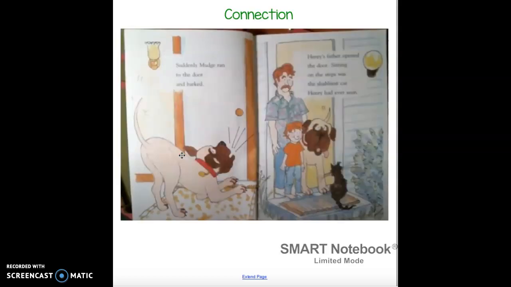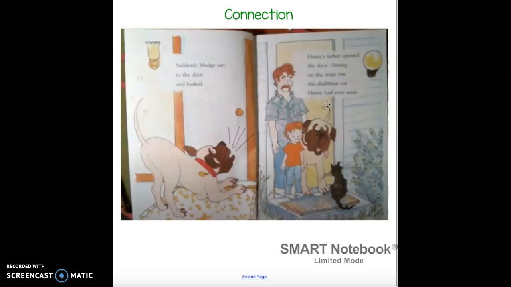Yesterday we started reading Henry and Mudge, and they heard a knocking on the door. They heard something on the door. Suddenly, Mudge ran to the door and barked. Henry opened the door. Sitting on the steps was the shabbiest cat Henry had ever seen.